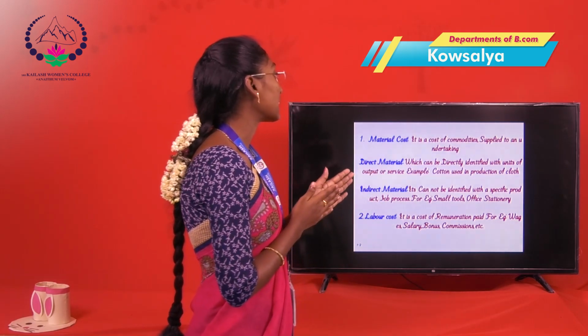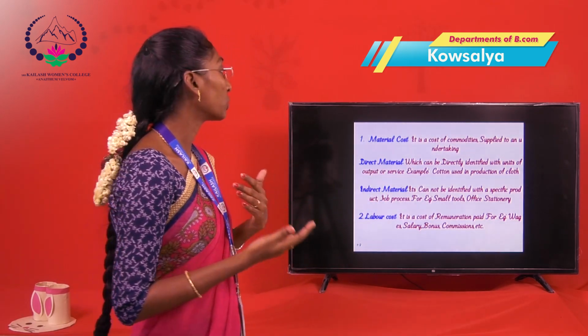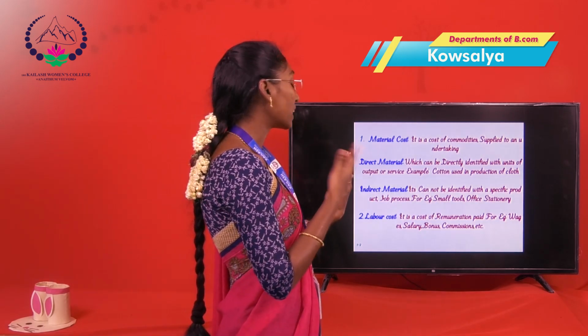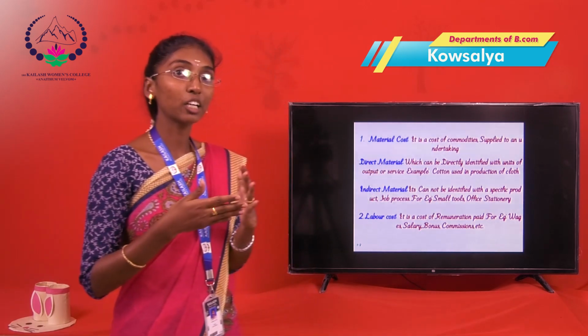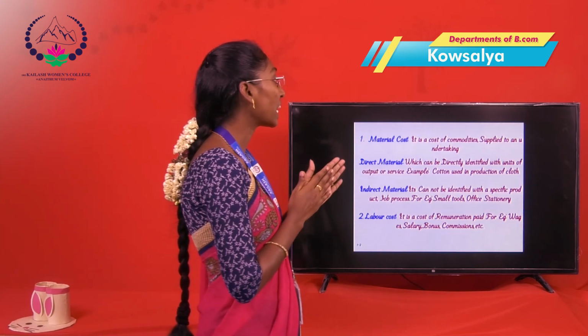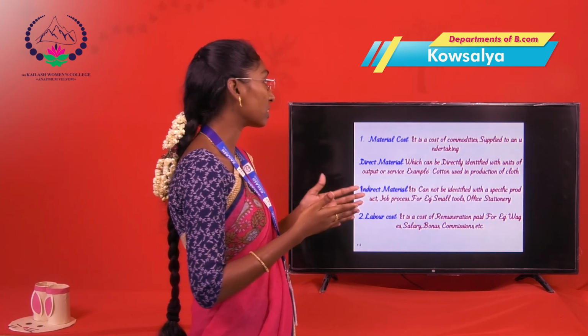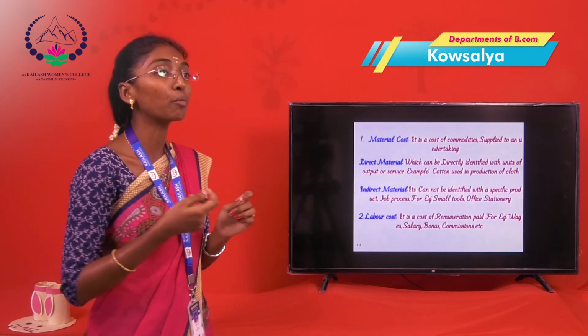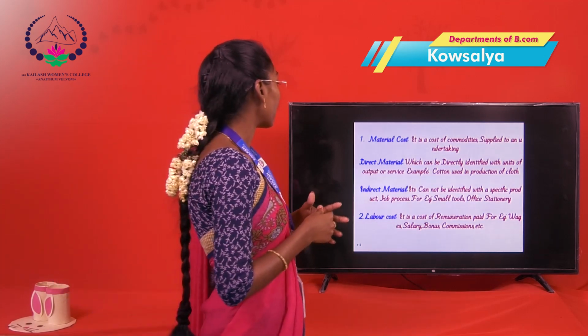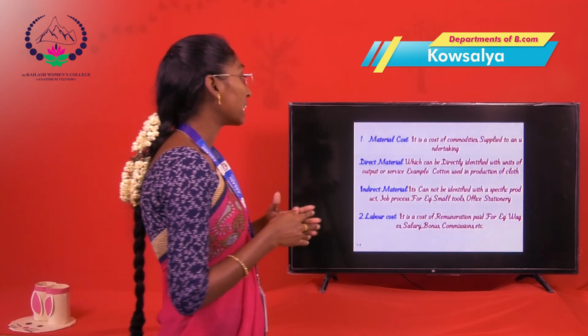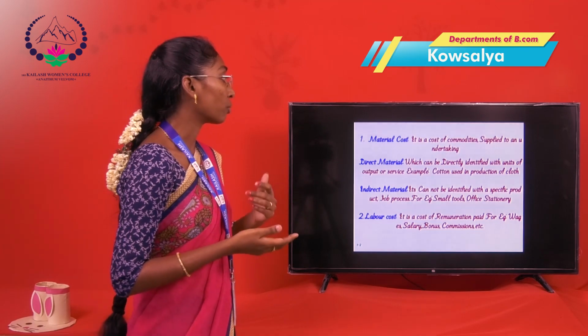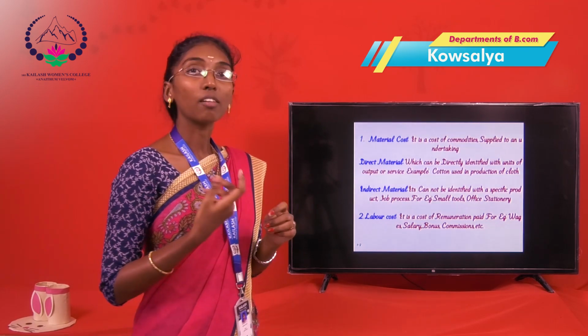Next, material cost. What is material cost? It is the cost of commodities supplied to an undertaking, and it is classified into two types. One is direct material, which can be directly identified with a unit of output or services, for example, cotton used in the production of cloth. Second one, indirect material. It cannot be identified with a specific product or job, for example, small tools, office stationery.